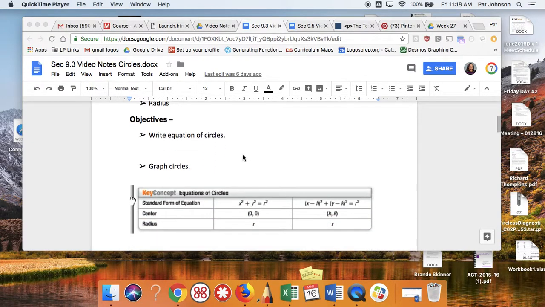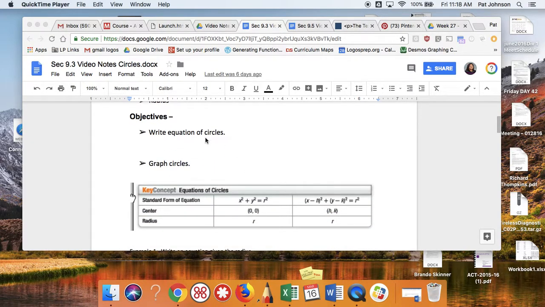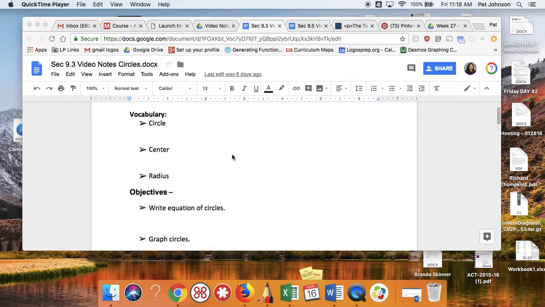So our objectives for this section are that we're going to write equations of a circle based on different information, and we're going to graph them. But first we need to know what the definition is. So a circle basically is round. It's a set of all points that are equal distance from a given point in a plane that we call the center.